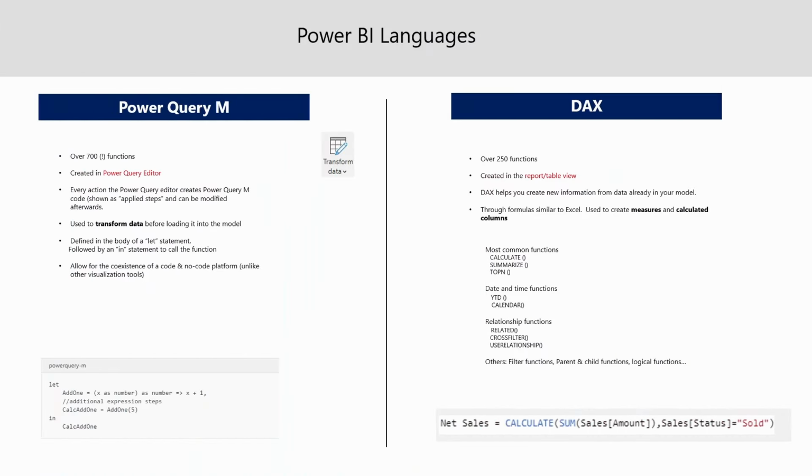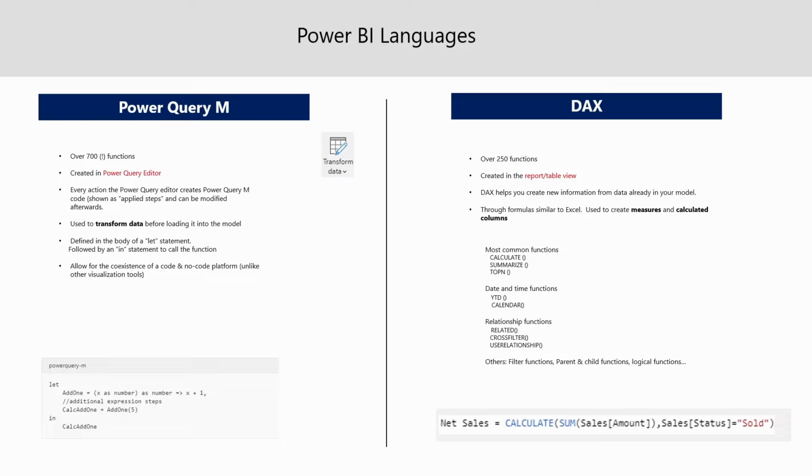Alright, Power BI has two main languages. On one side we have Power Query M, on the other side we have DAX. Power Query M has over 700 different functions and it's used in the Power Query Editor. Every action that you perform in Power Query Editor automatically creates Power Query M in the backend. It's used to transform data before loading it into your model in Power BI Desktop. The typical structure is it starts with a let statement followed by an in statement, as shown in the bottom.